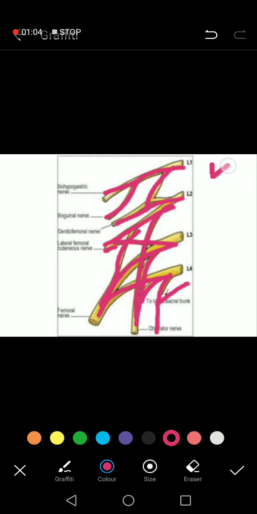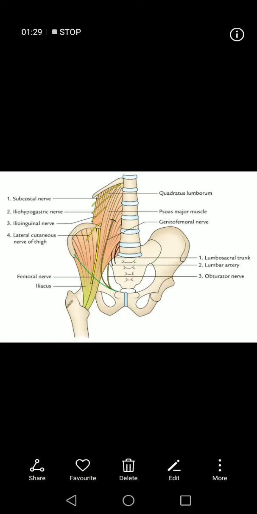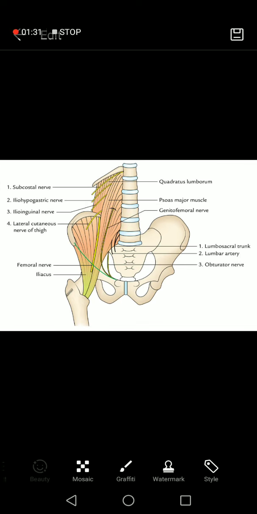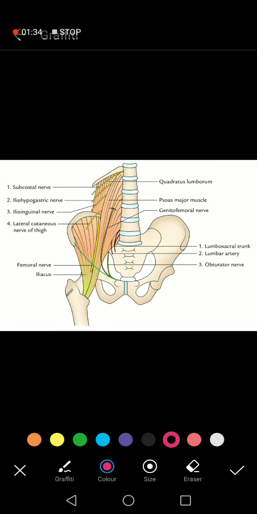So from L1, we have two nerves: iliohypogastric and ilioinguinal. From L1 and L2, the genitofemoral nerve. From L2 and L3, the lateral cutaneous nerve of the thigh. From the ventral branches of L2, L3, and L4, the obturator nerve. And from the dorsal branches of L2, L3, and L4, the femoral nerve. And from L4 and L5, taking part in the sacral plexus, is the lumbosacral trunk. Now, the important and difficult part is the location of these nerves.